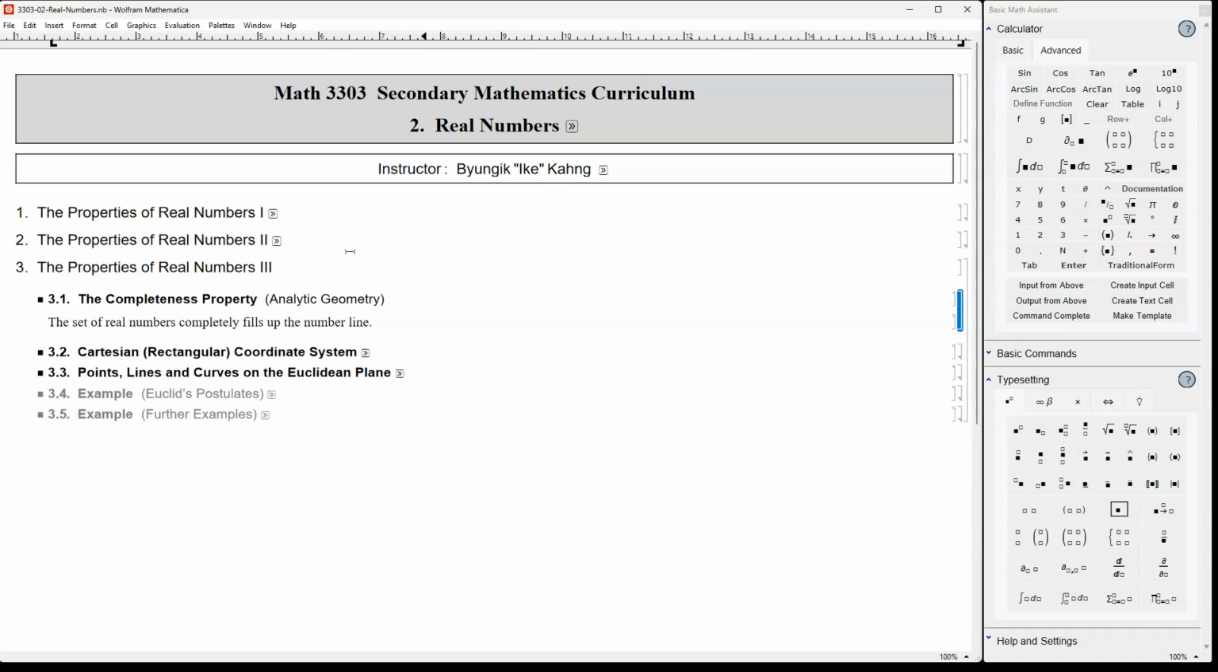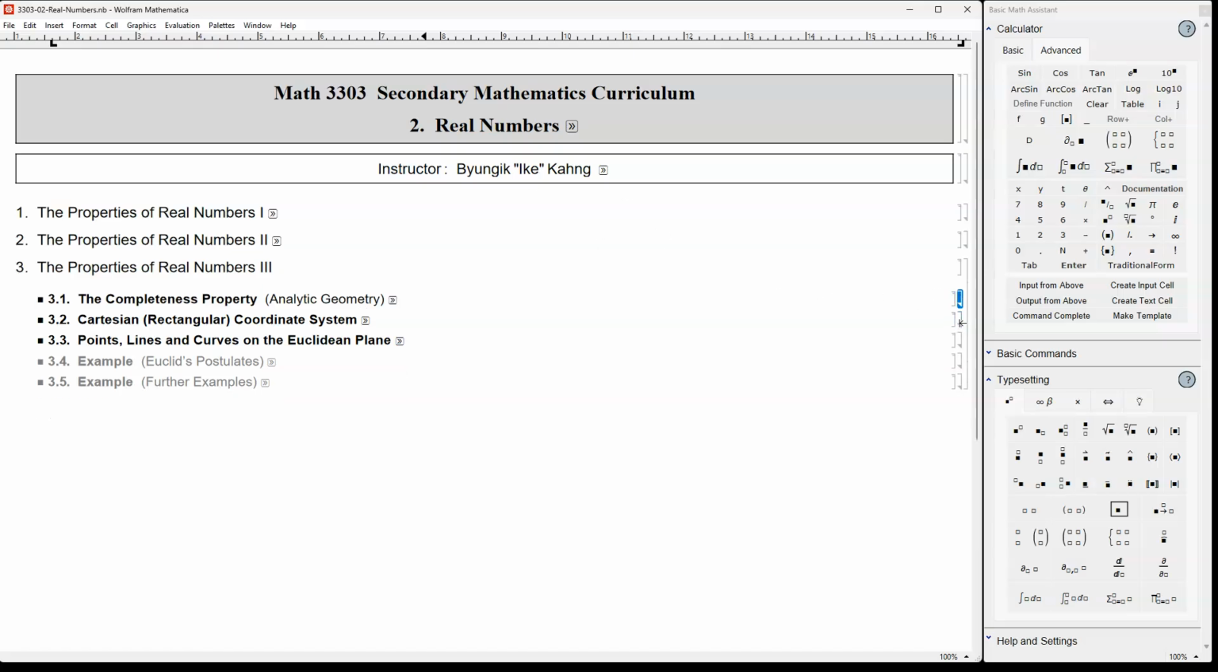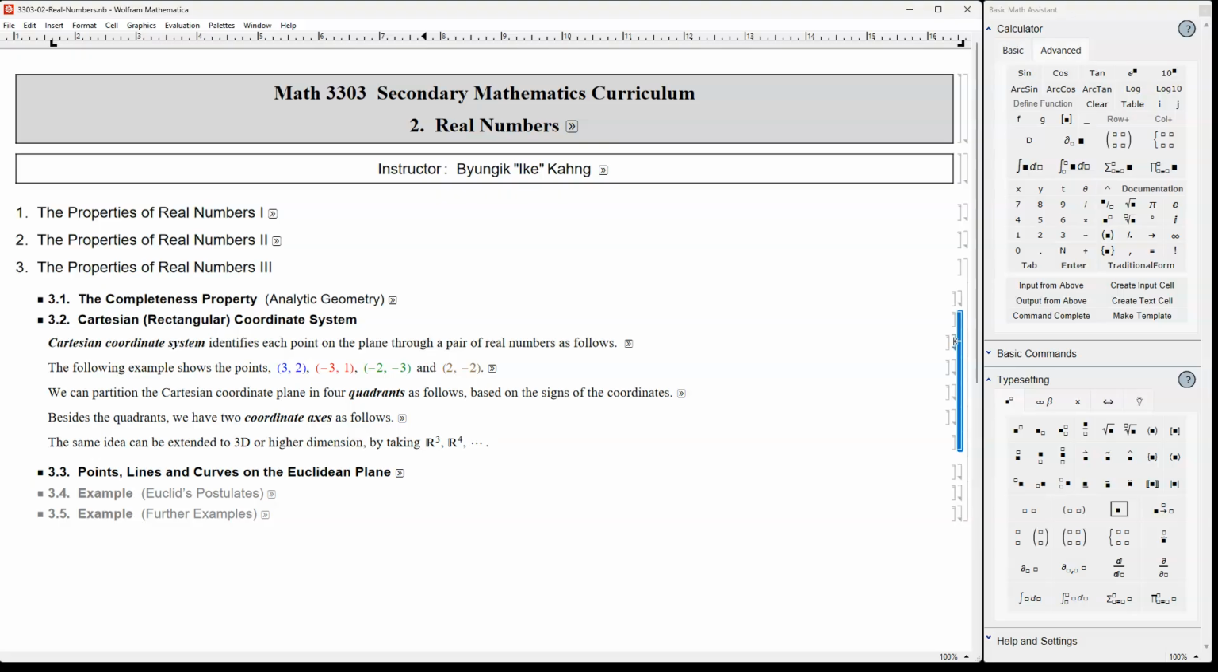Yes, we could do the same thing to integers or rational numbers too. They all fit on a line. But for real numbers, the real numbers completely fill up the number line. No gap. So there's a one-to-one correspondence between every point on a line and a real number, and that allows us to consider the coordinate system, the Cartesian coordinate system.